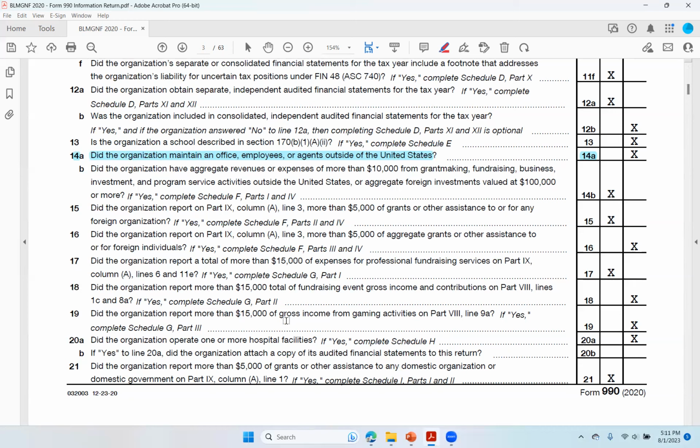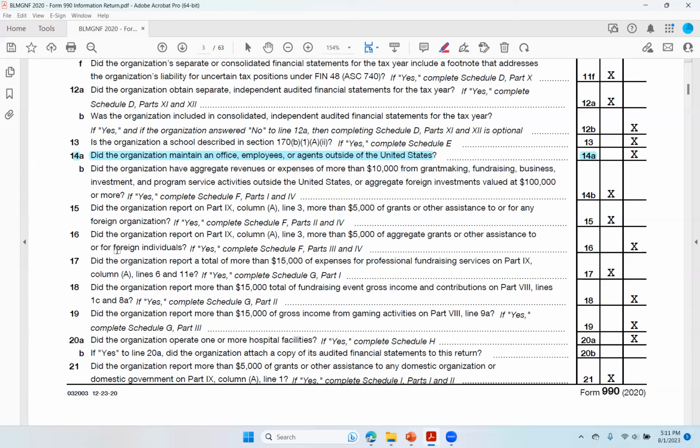Another thing that I meant to mention before I scroll down to the next red flag is with 14B. If they answered no in 14A, how could they answer yes in 14B? Because 14B reads, did the organization have aggregate revenues or expenses of more than $10,000 from grant making, fundraising, business, investment, and program services activities outside the United States, or aggregate foreign investments valued at $100,000 or more? If yes, complete Schedule F, Parts 1 and 4.